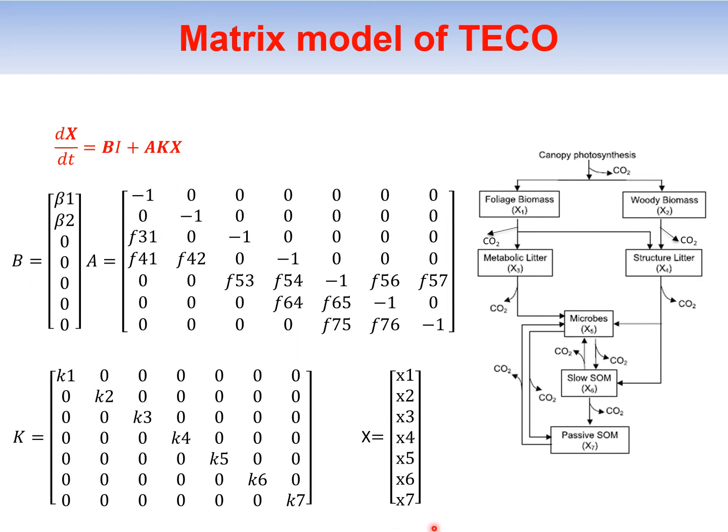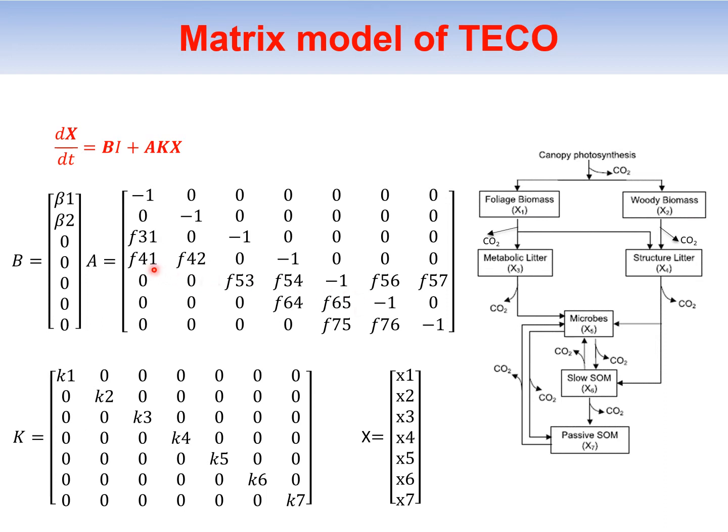B and X here are 7 by 1 vectors. A and K here are 7 by 7 matrices. K is a diagonal matrix with each of the diagonal elements, the small k's, corresponding to the turnover rate of each of the carbon pools. The diagonal elements of the transfer matrix are all -1.